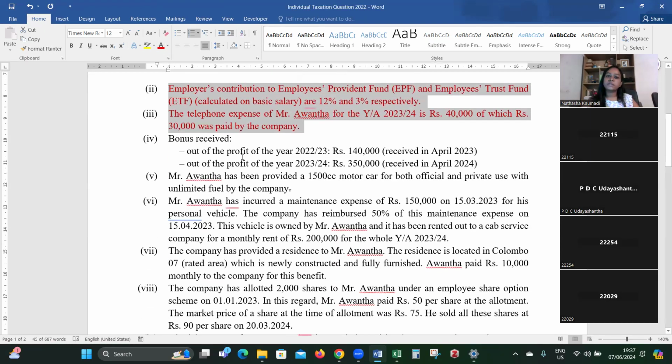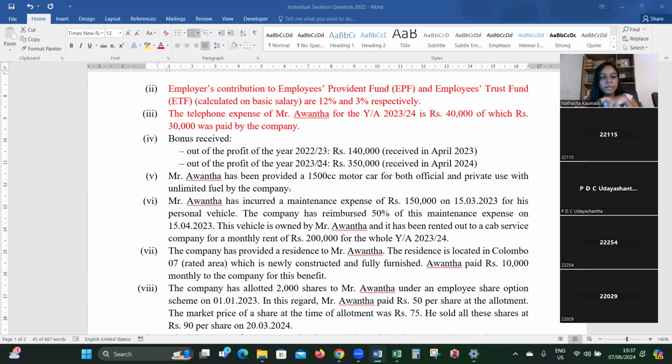Right, the next point is bonus received. As you can see, there are two bonuses, 140,000 and 350,000. The first bonus is out of the profit of the previous year, 2022-23. We are in 23-24, right? Previous year, but it has been received in April 2023. Is it in this year of assessment or not? April 2023 means in this year of assessment or not? Our year of assessment is 2023-24. Yes, it is in this year of assessment.